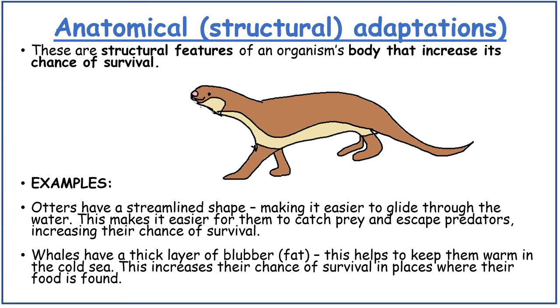Anatomical or structural adaptations. These are structural features of an organism's body that increase its chance of survival. So some examples are otters have a streamlined shape, making it easier to glide through the water. This makes it easier for them to catch prey and escape predators, increasing their chance of survival. Whales have a thick layer of blubber or fat. This helps to keep them warm in the cold sea. This increases their chance of survival in places where their food is found.